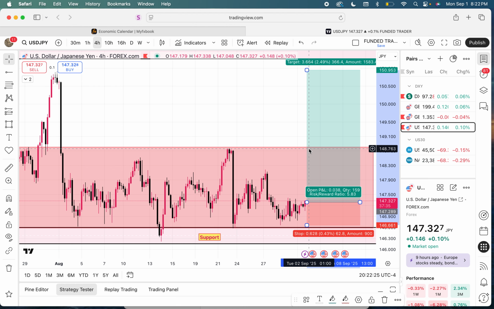So let's see. UJ. Now we're buying UJ because it's not clearing support. And we're going to try this. Since it rejected here, we're going to buy it up. I'm going to do a 0.5 on UJ as well. My stop loss is 146.664. It's a 65 point stop loss.